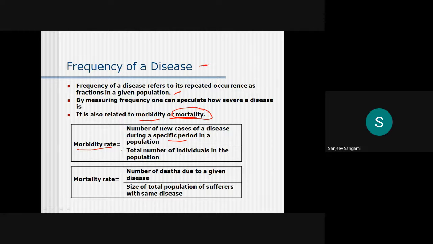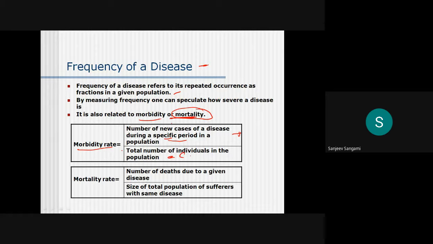Then the total number of individuals in the population. For example, morbidity rate is the number of new cases of a disease during a specific period. So two very important things: new cases and a specific period of a population, divided by the total number of individuals. You can call it the total number of population.